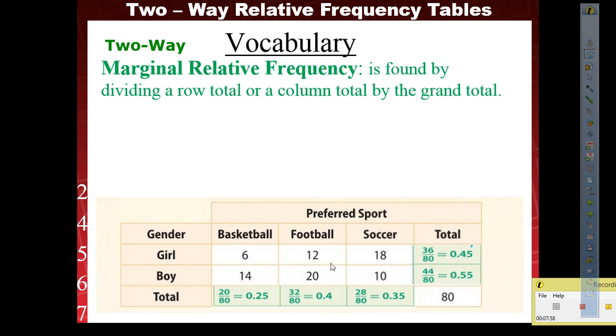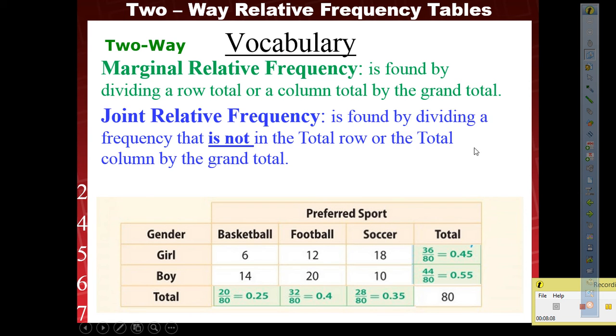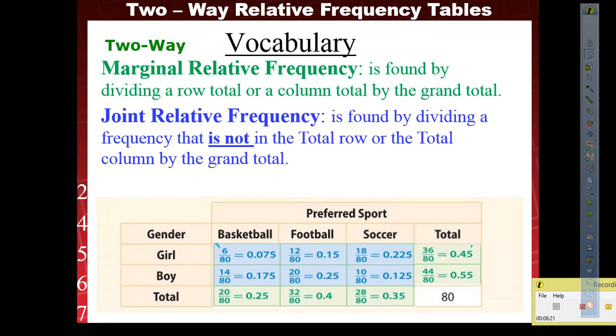Okay, but do you notice that the ones on the inside of the table are the ones that we haven't computed, yes? Those are called something different. Those are called joint relative frequencies. Joint relative frequencies. So look, here he goes. Look up, please. Look at this one. Joint relative frequencies.